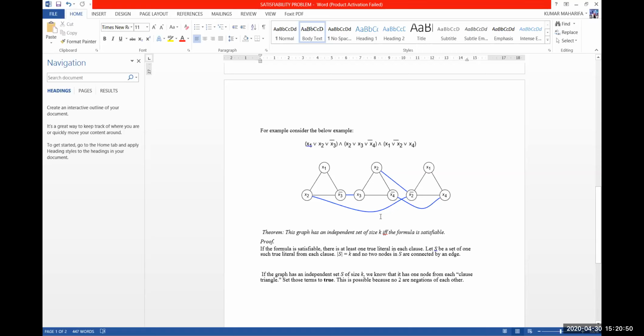Now what do these blue lines represent? The blue lines are representing the mutually exclusive parts: x3 and x3 bar, x2 and x2 bar, x4 and x4 bar. So these blue lines are representing the opposite literals. Okay, and now this graph has an independent set of size k if and only if the formula is satisfiable.